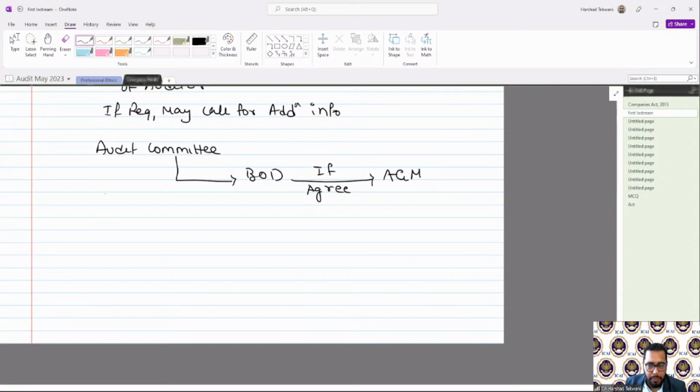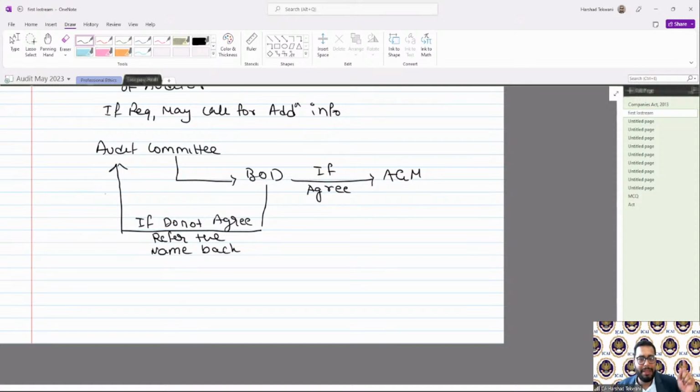What if the board of directors do not agree? Then they will refer the name back to the audit committee, saying that we do not agree, please reconsider. If the audit committee has reconsidered, then they will provide a new name. Again, this procedure will start. They will refer a name to the board of directors. If they agree, then it goes to the AGM.